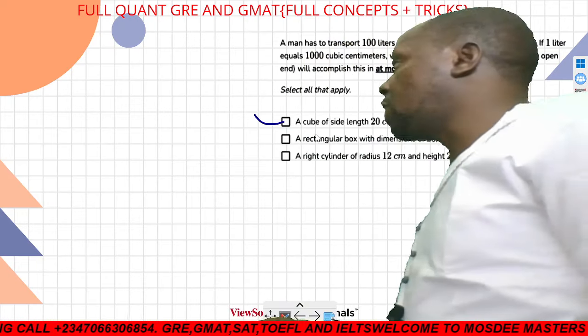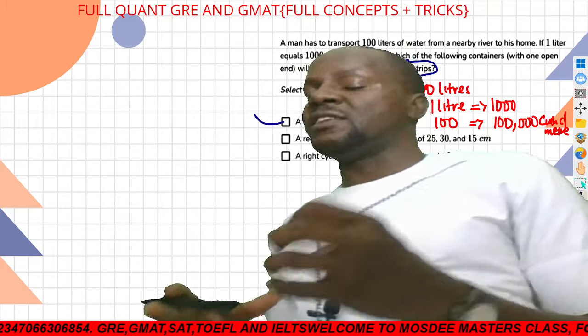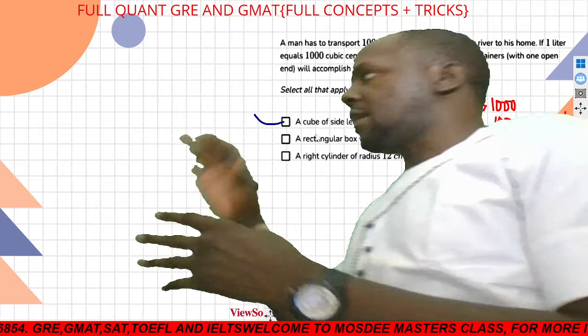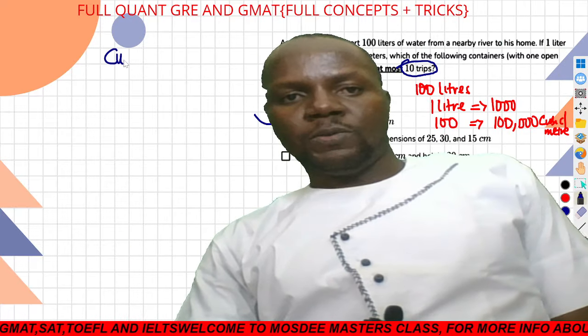Now, the volume of a cube, from junior classes, is the side length raised to the power of 3. More like length times length times length. There are 3 sides in a cube. You do that. Let's do that for the cube.